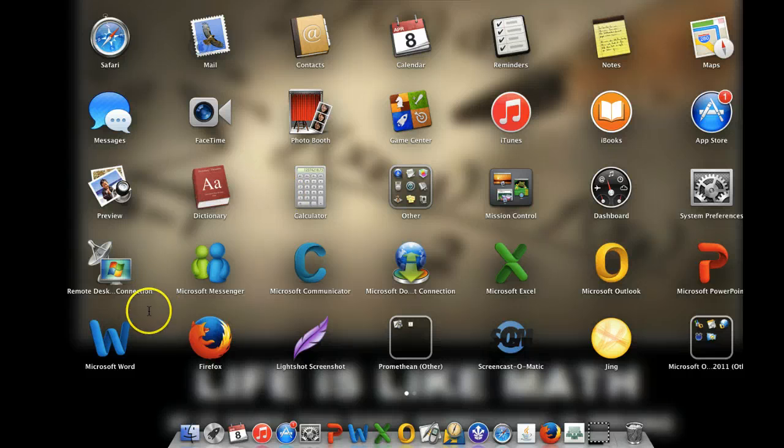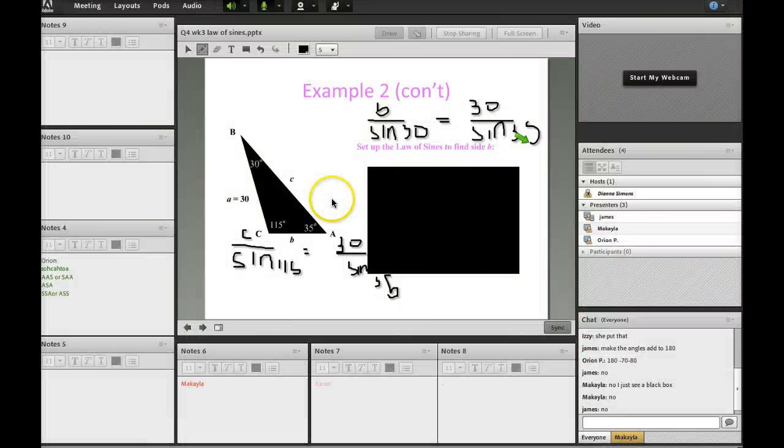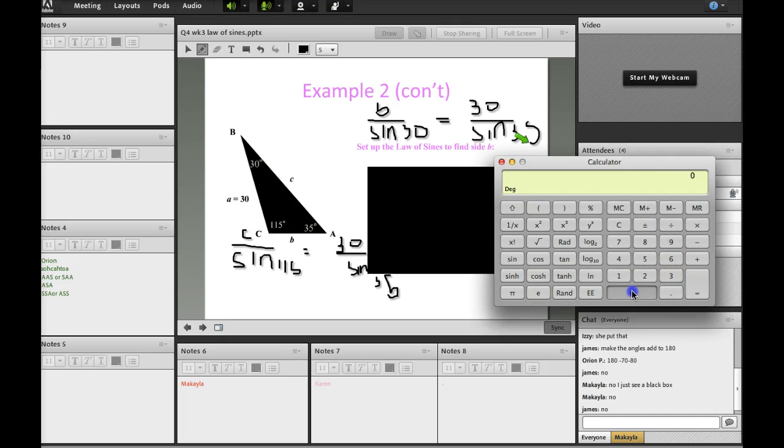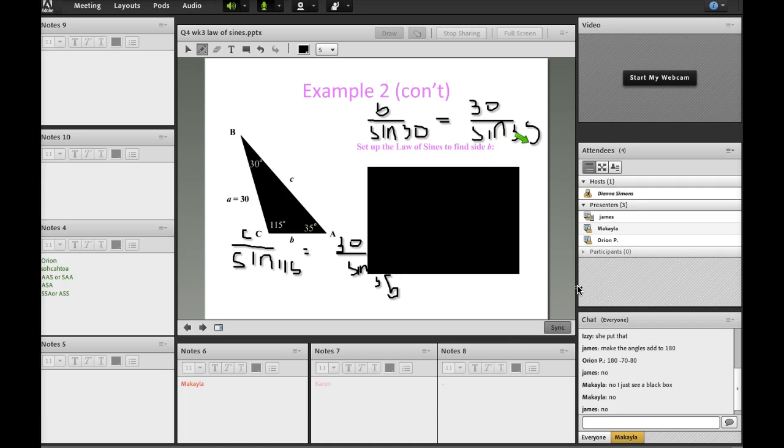Hold on, I gotta get my calculator back. So I'm gonna have 30, and I'm gonna divide that by sine of 35, and then I'm gonna multiply by sine of 30. And so my side B is 26.15. Okay? Easy, easy.